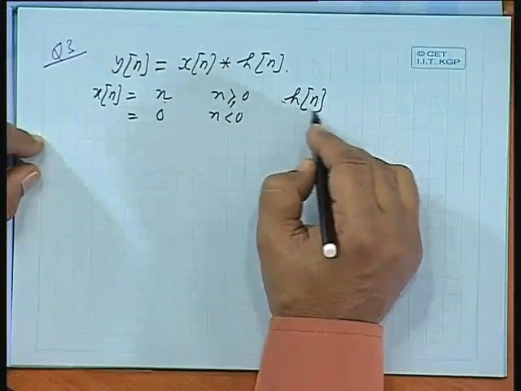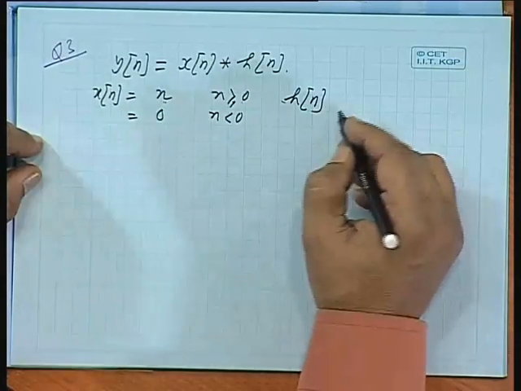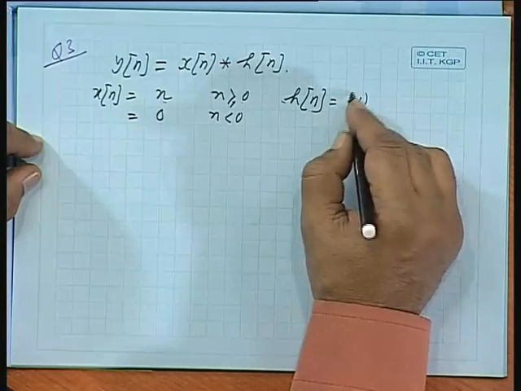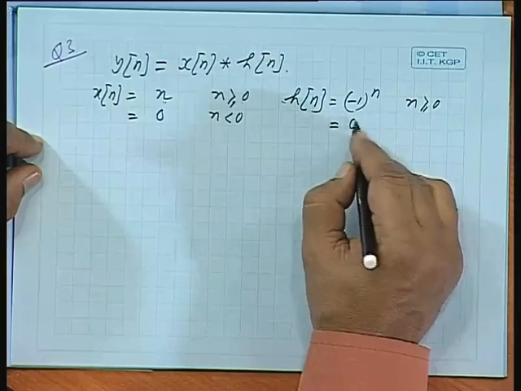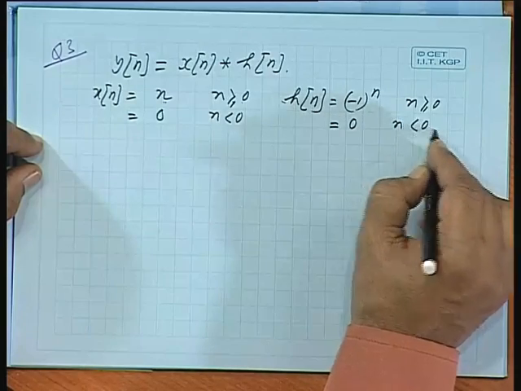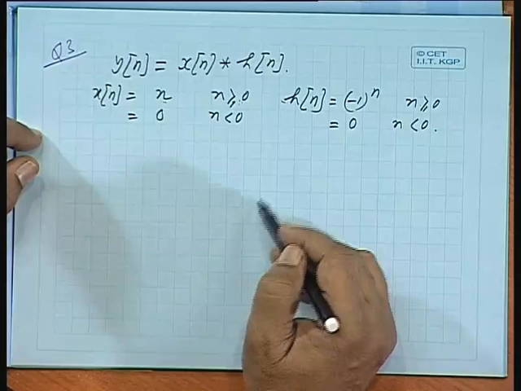And h n, what is this function by the way? It is a ramp function. h n is minus 1 to the power n for n greater than or equal to 0, and 0 for n less than 0. The purpose of defining any function in these two ranges is to just avoid writing u n, otherwise you can write n into u n, you do not have to put all this. Similarly, this one.